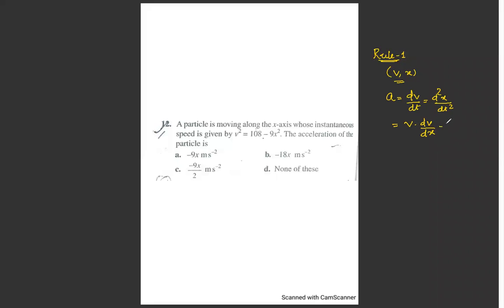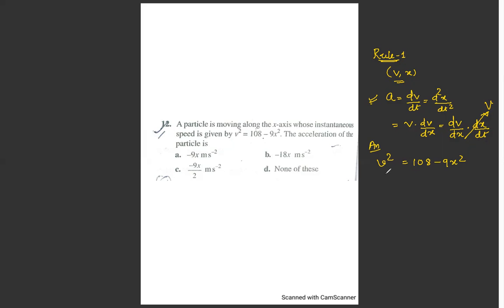Clear? Or we can write it down like dv by dx into dx by dt. And this dx by dt is giving you v. So we are going to use this formula. Let me write it down. It's given that v square is equal to 108 minus 9x square. So let's find it out.